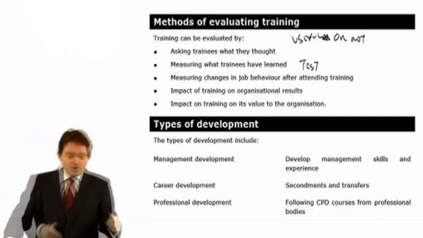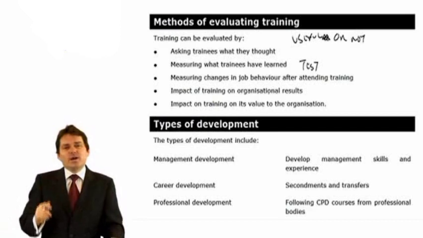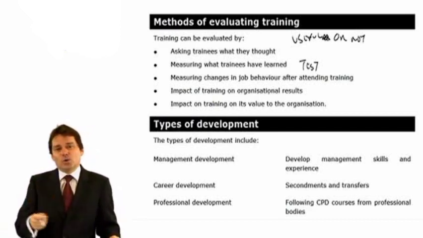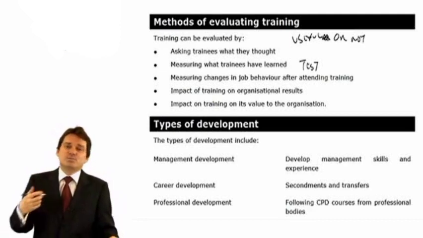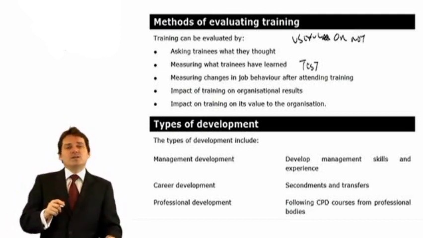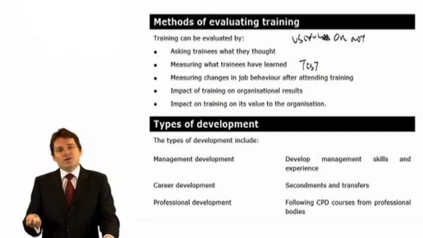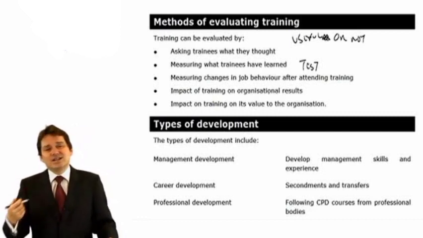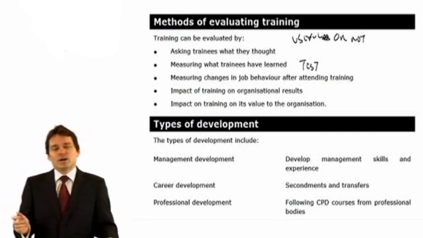The fourth way of evaluating training is to think about its impact on the results of the organisation, things like its profit. If, for example, we have trained all of our workers to improve their customer service, and customers like that, we will get more customers.